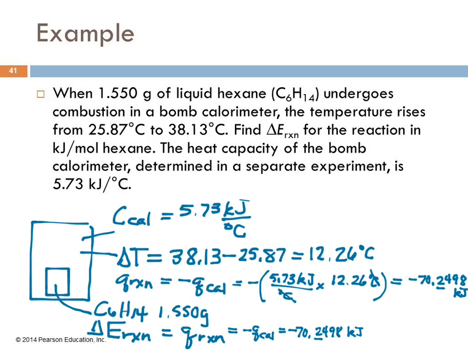Sure we can. We're going to need the molar mass of hexane, and the mass, I'll maybe throw that up way at the top here. So what we're going to do is take the mass of hexane, 1.550 grams, and multiply by moles over grams. And the hexane is C6H14. So 6 times 12.01 plus 14 times 1.008 gives us 86.172.